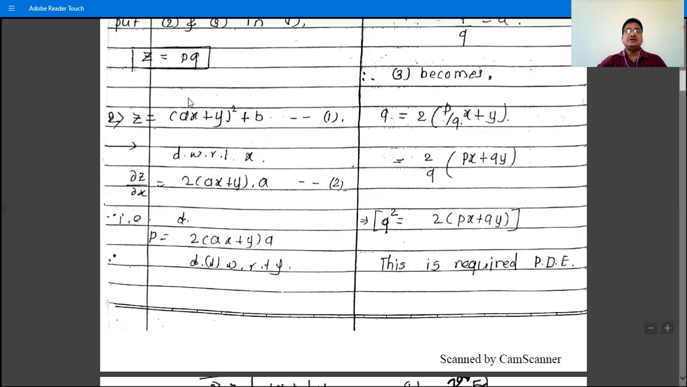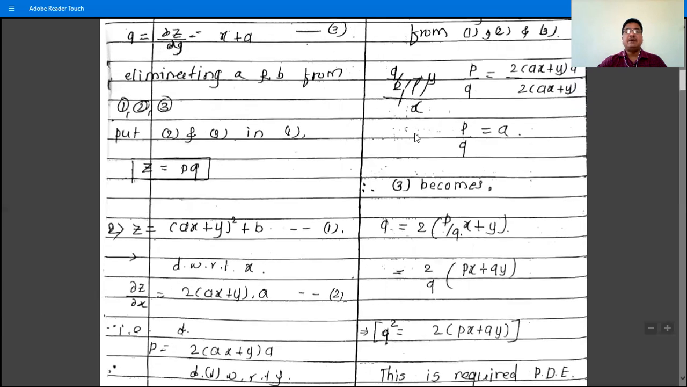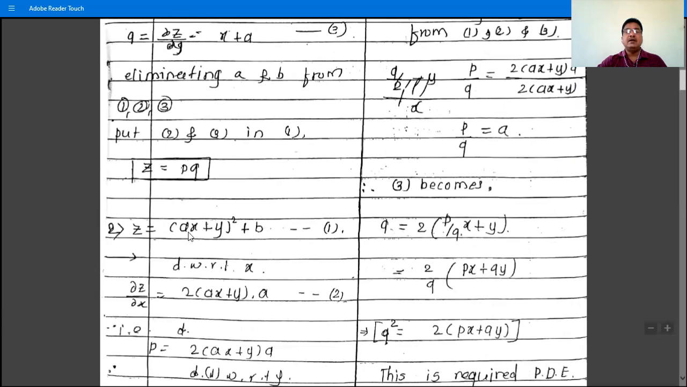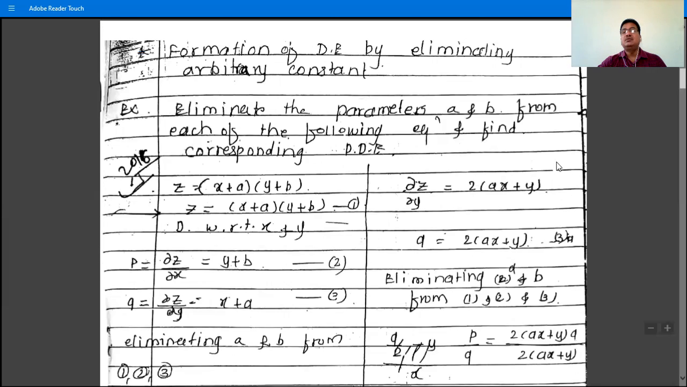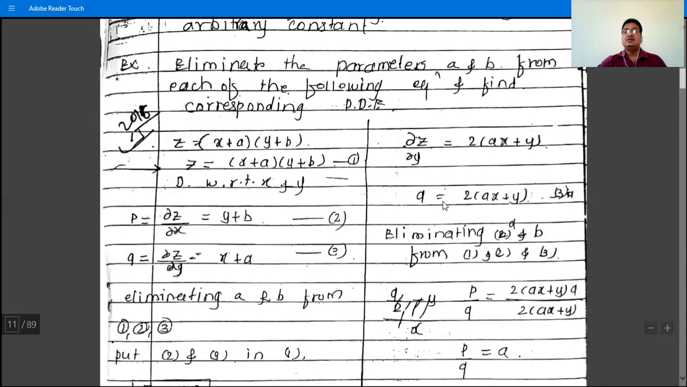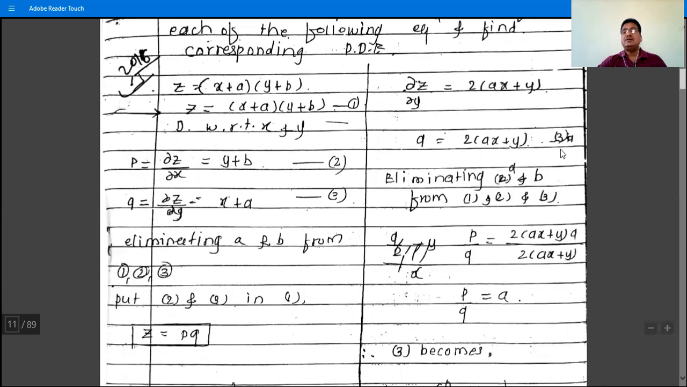Then differentiate equation number 1 with respect to y. We have ∂z/∂y equal to 2(ax plus y) into the derivative of ax plus y with respect to y. The derivative of ax is 0 and the derivative of y is 1, and the derivative of b is 0. So q is equal to 2(ax plus y). This is equation 3.